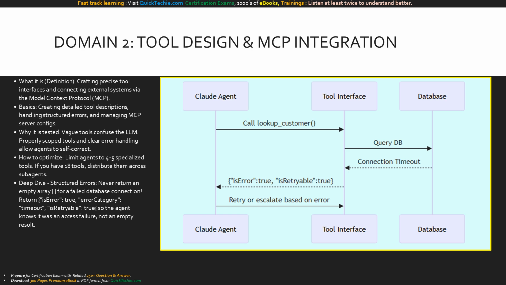Because the agent receives this explicit metadata, it understands exactly what went wrong. It can now make an intelligent architectural decision to either wait and retry the connection or escalate the issue gracefully, avoiding a catastrophic silent failure.